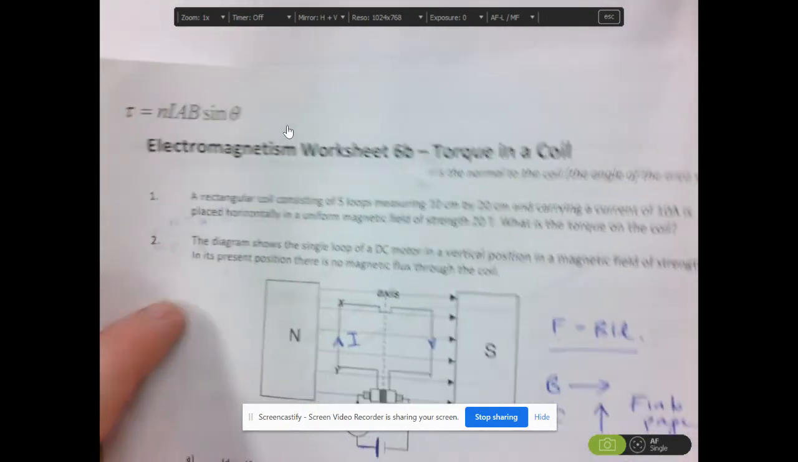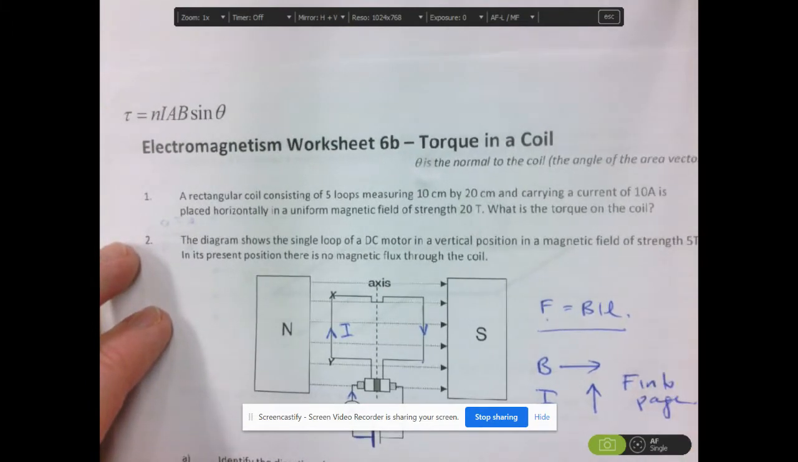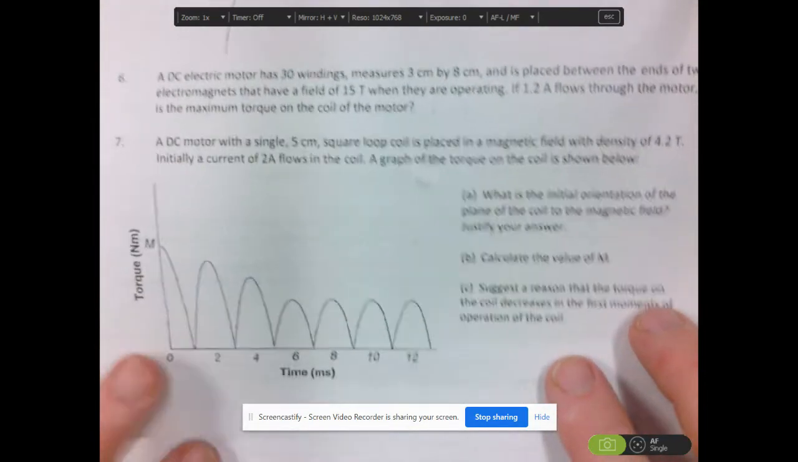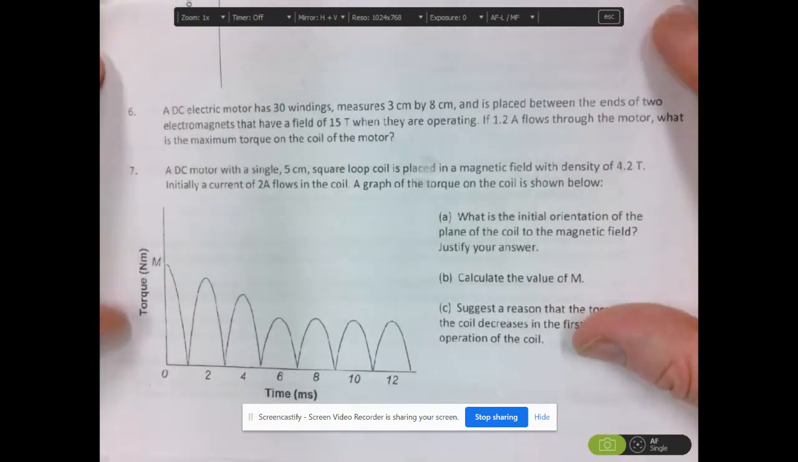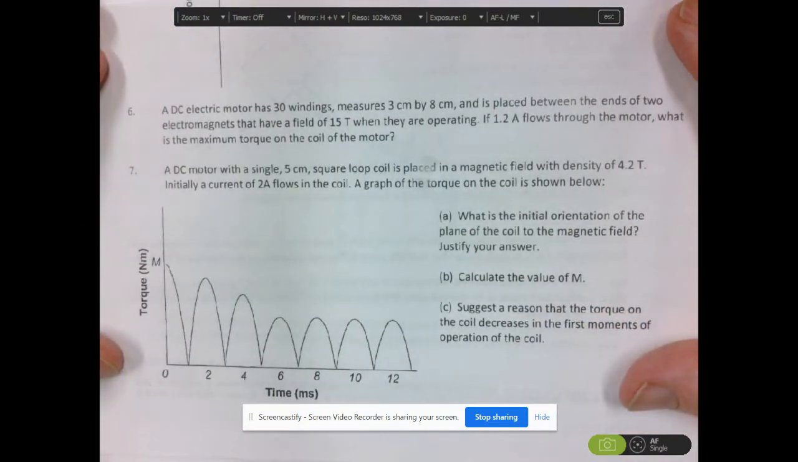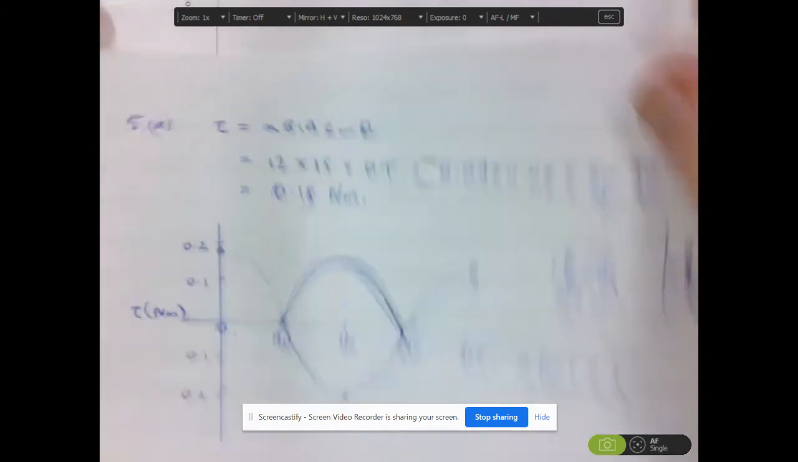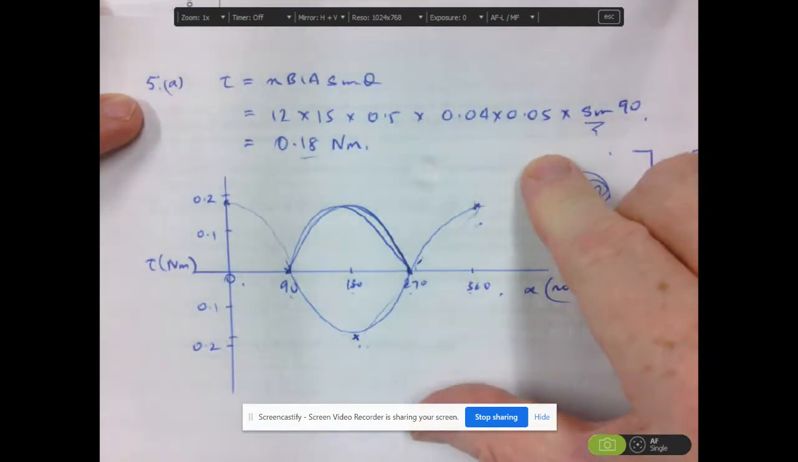Welcome. We're about to do question 7 of the Electromagnetic Worksheet 6B, Talk on a Coil. Having a look at question 7, I didn't do 6 because I thought it was a bit straightforward, and if you have any problems, please email me on that one. Question 7 is very similar to our last question, question 5, where we had to do the torque as it went through one revolution, okay?